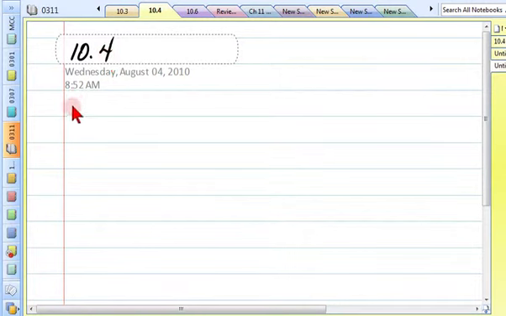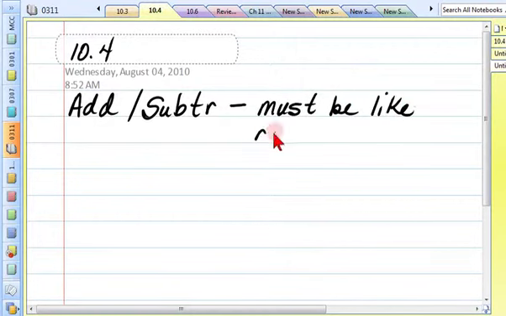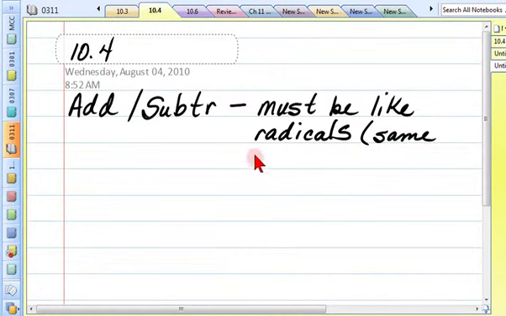Maybe. All right, to add and subtract two radicals, they must be like radicals. And so you might wonder, okay, what's a like radical? A like radical has the same index and radicand.